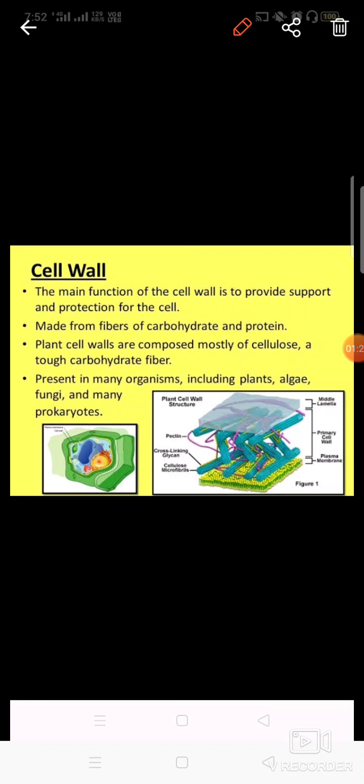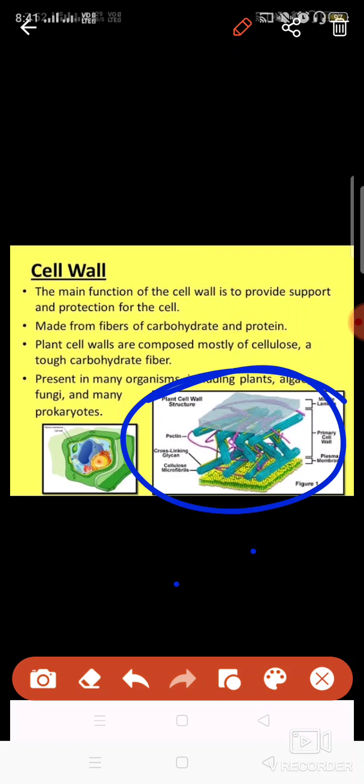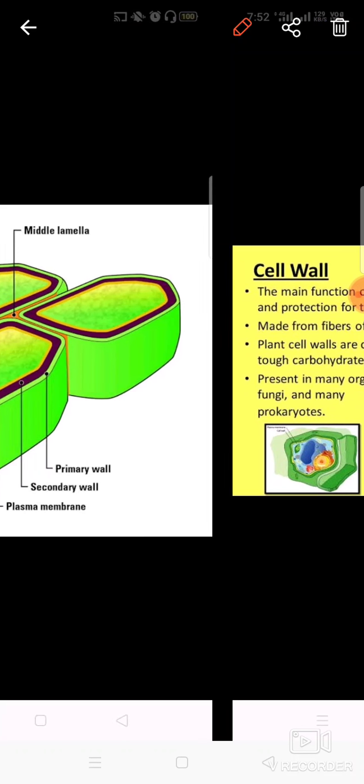The plant cell wall is basically made up of a kind of carbohydrate. This kind of carbohydrate is known as cellulose. It is written here, cellulose. It is a kind of carbohydrate that makes up the cell wall. So basically, as I told you, the cell wall is present in algae, in fungi, in bacteria, and in plant cells also. Now let us see the structure of the cell wall.